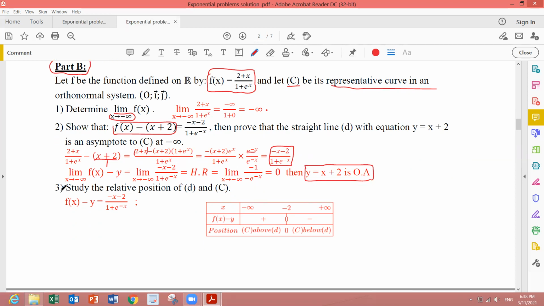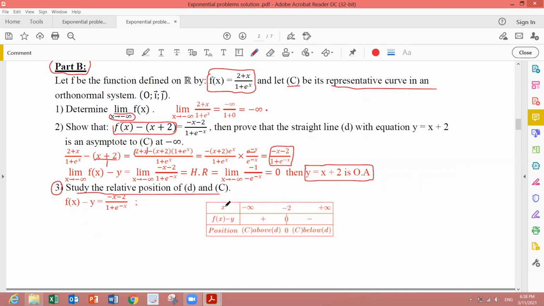Study part 3. Study the relative position of D and C. f(x) minus y_D is minus x minus 2. If we solve it equal to 0, it means that minus x minus 2 equals 0, which means that x equals minus 2.